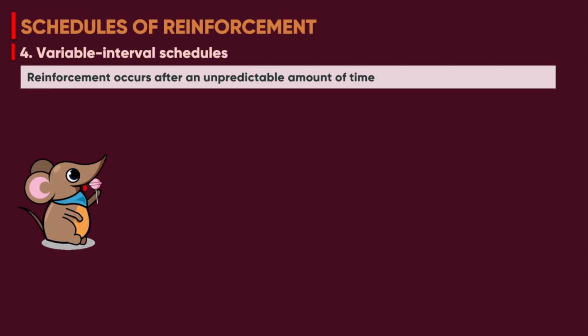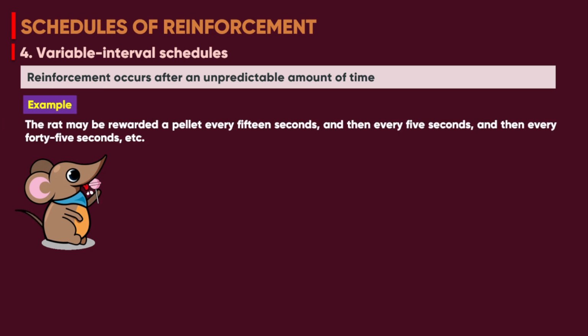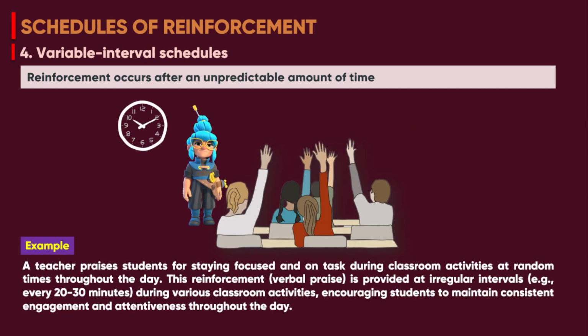In variable interval schedules, reinforcement occurs after an unpredictable amount of time. For example, the rat may be rewarded a plate every 15 seconds and then every 5 seconds and then every 45 seconds, etc. In classroom situation, a teacher praises student for staying focused and on task during classroom activities at random times throughout the day. This reinforcement, that is verbal praise, is provided at irregular intervals, that is for every 20 or 30 minutes during various classroom activities, encouraging students to maintain consistent engagement and attentiveness throughout the day.